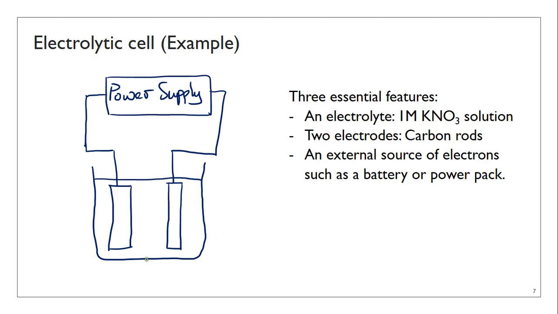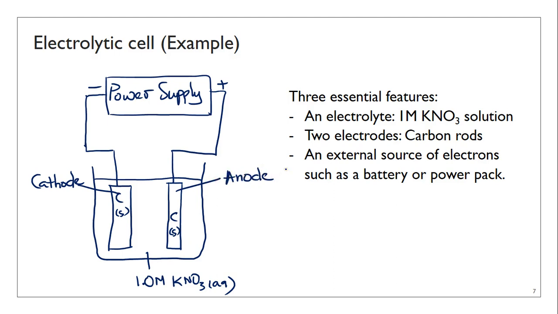So we have 1.0 molar potassium nitrate in the solution. Always include state. And let's just say that's negative. This is carbon solid, and this must be the cathode because it's connected to the negative terminal of the power supply. This is connected to the positive terminal, also solid carbon, and is going to be the anode.